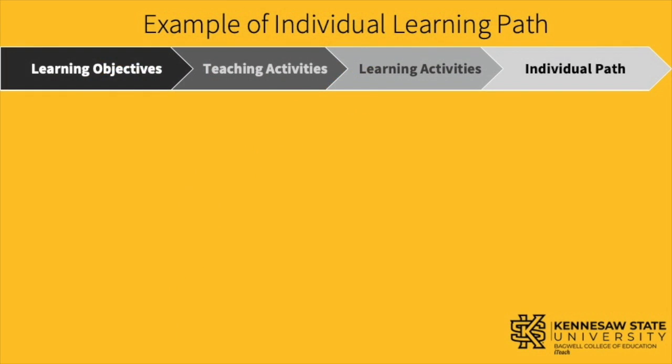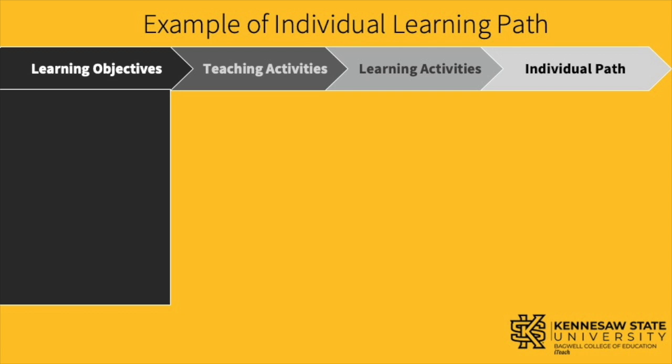Let's take a look at what individual learning paths can look like in a personalized learning environment. Keep in mind, this is one example. You'll decide what'll work best in your classroom. An individual learning path plan starts with the learning objectives. You'll want to share the learning objectives with students using language they can easily understand. Connect the learning objectives to students' lives by contextualizing what they will know and what they'll be able to do with their new knowledge. Next, you will select teaching activities.